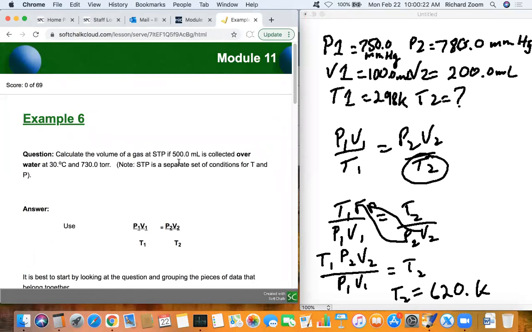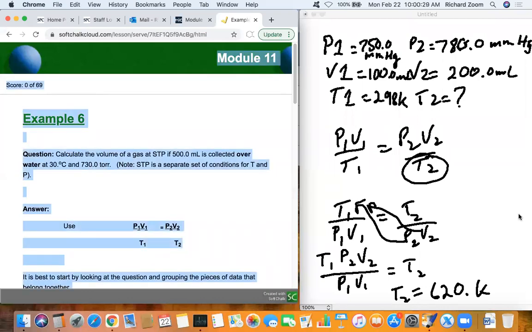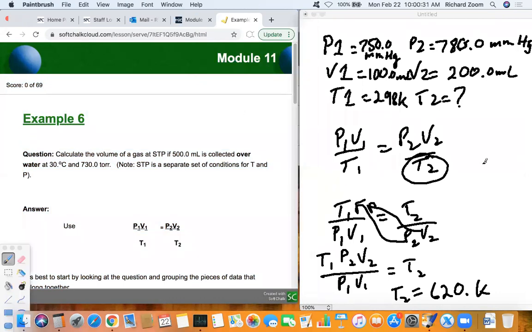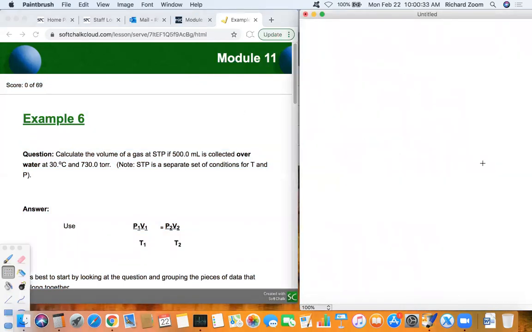All right, let's look at this one here. Now, this one actually is collected over water. This one can be a little bit confusing, so let's go through this. We'll make sure that we completely understand what is going where when we're doing our assignments of P1, V1, T1, and P2, V2, and T2.